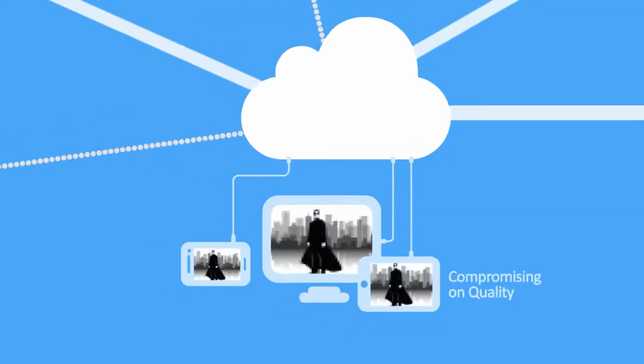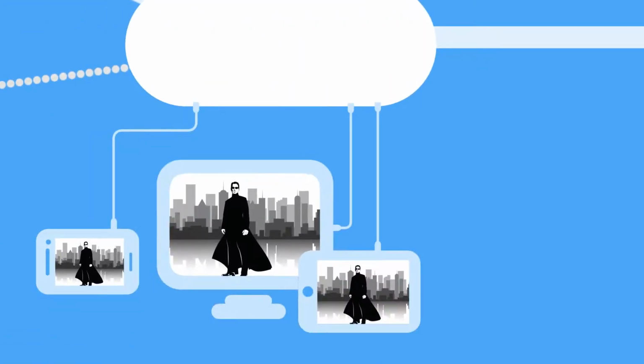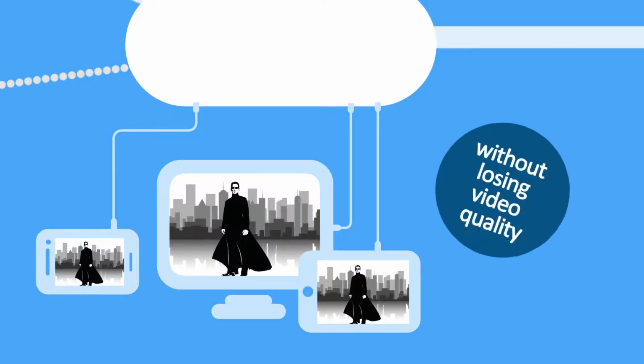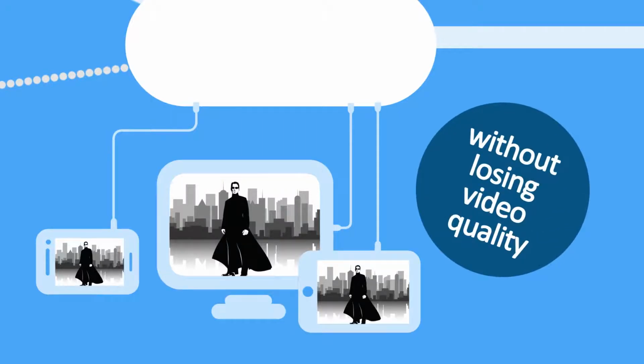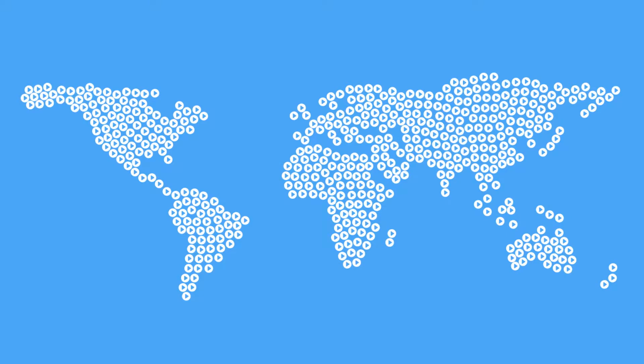In today's world, network infrastructures can't support the global online consumption of video without compromising on quality. Vimmi's CDN-in-a-box solution solves this issue by dramatically reducing the bandwidth and servers required to view video online without losing video quality. And by that, meeting the demands of content and service providers worldwide, now and in the future.